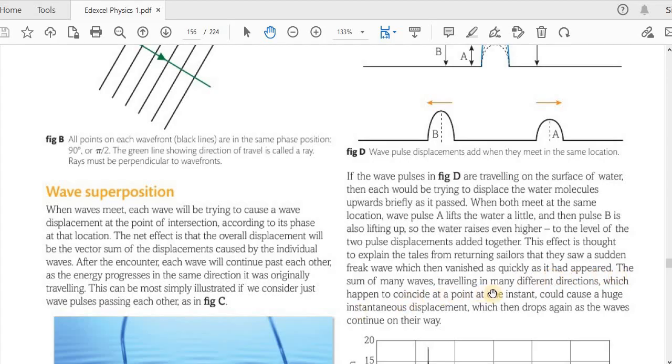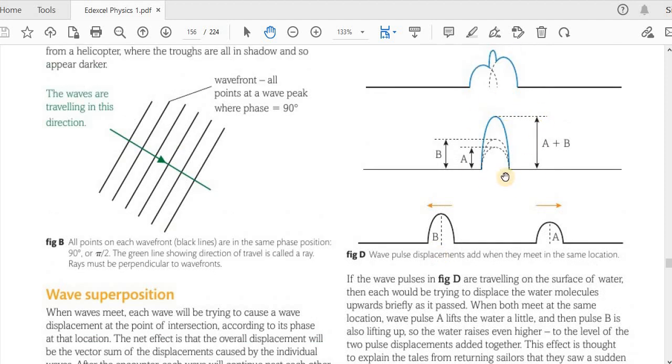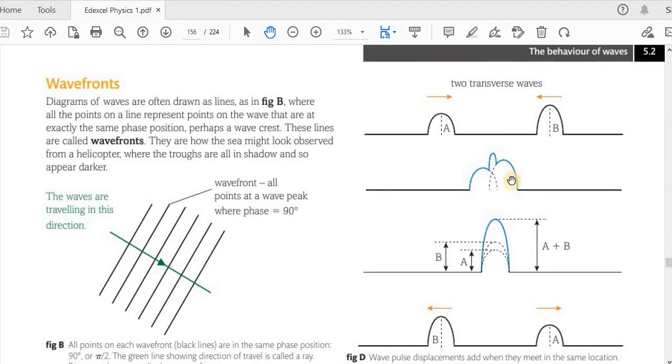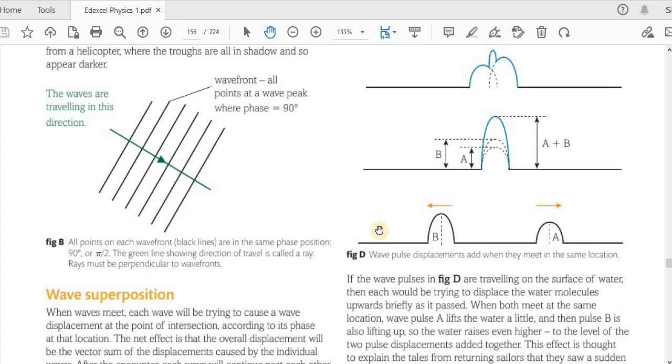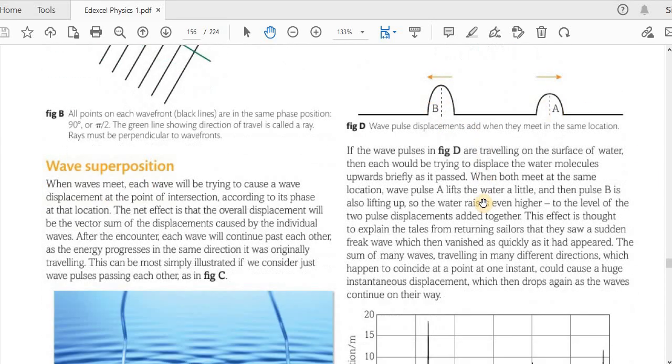The sum of many waves traveling in many different directions which happen to coincide at a point at one instant could cause a huge instantaneous displacement which then drops again as the waves continue on their way. So here you can see, because they interfered, this will have a very high amplitude which is the sum of the individual amplitudes. Then again they continue after overlapping, as they used to continue.